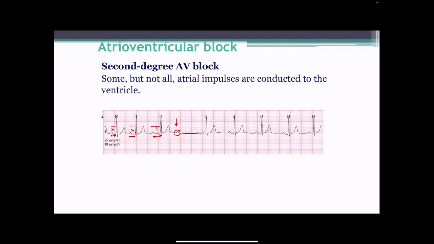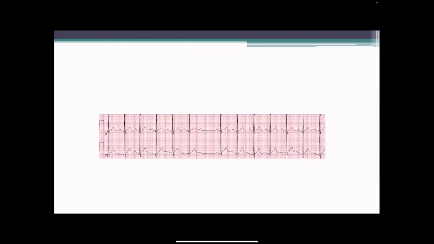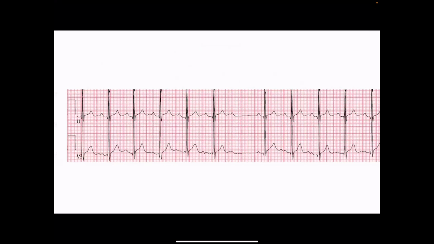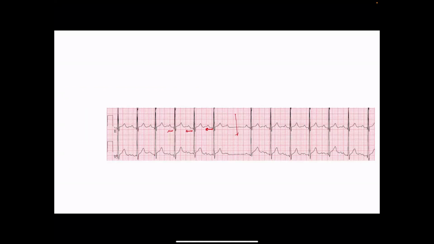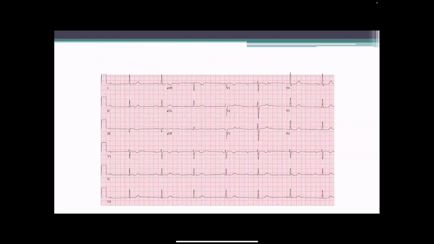Yeah, so not all atrial impulses are conducted to the ventricle. Now, what about this one? Second degree type 2. Exactly. So the reason we said this is a second degree type 2 is because the PR is prolonged, okay? And it drops a beat here, and it's not getting more and more prolonged, it's just prolonged. So it's a fixed interval with a drop beat. That's second degree type 2. What's this one?